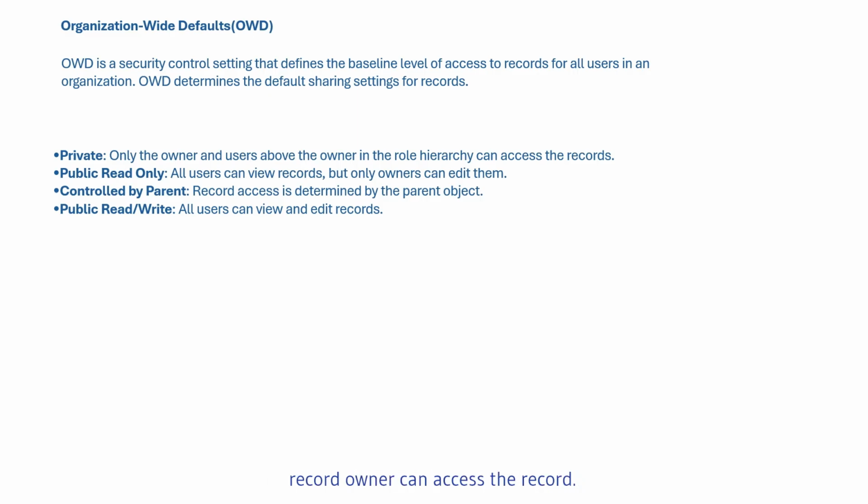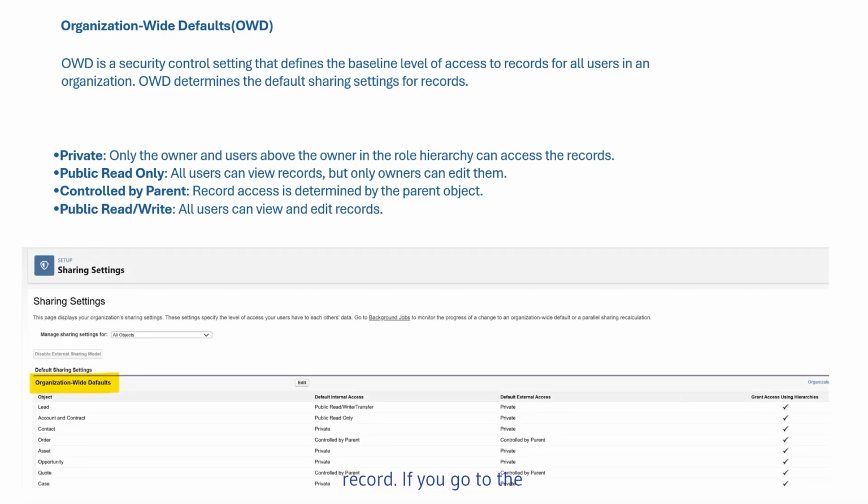Private means only the record owner can access the record. Public read only means all the users can access the record, however they cannot edit it. Controlled by parent means record access is determined by the parent object. Public read write means every user can access and edit the record. If you go to the sharing settings, you will see this option of selecting the object. You can select the object here, suppose the case object or account object, and then you can see the sharing setting for that particular object.